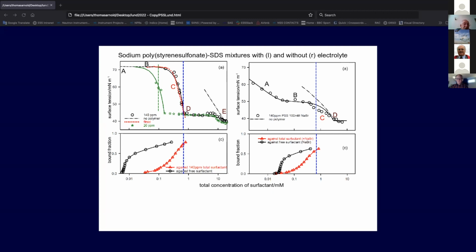If you reduce the polymer in the green, then of course you complete binding at a lower concentration. So region C starts at a lower concentration, and it all becomes relatively straightforward. There's much more to explain, and I would have to say that's taken us 20 years. So next one then.